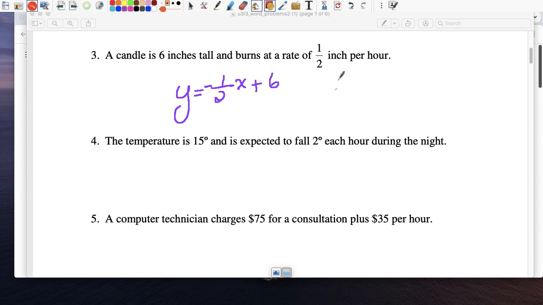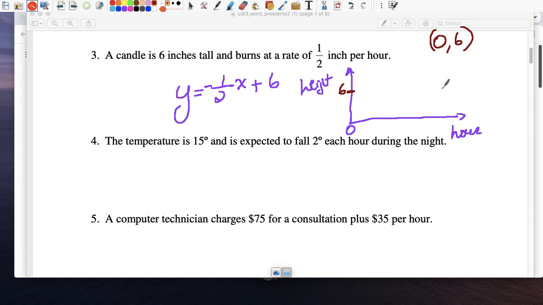So if I were to graph this, and that's what I was going to do, right? I think sometimes it's easier to graph. So this is my hour, and this is the height of my candle. Imagine right now at 0 hours, you haven't lit the candle yet. How tall is your candle? Well, your candle is right here. So you do have a point: at 0 hours, your candle is 6 inches tall.